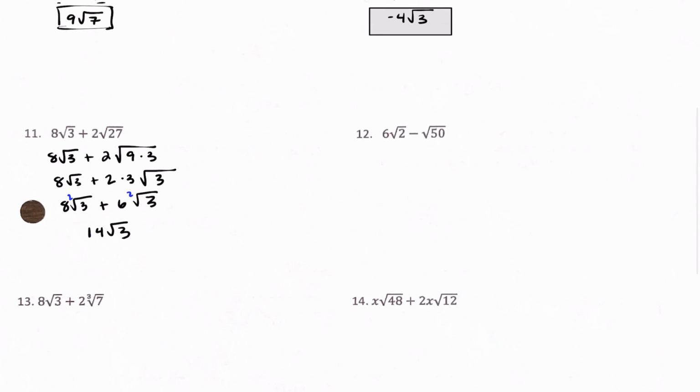I can do the same thing for number 12 right here. So 6 root 2 minus, let's break down the square root of 50. Well, what are the 2 numbers that multiply together, where one of them's a perfect square, by the way, that'll give you 50? I'm thinking 25 and 2. So let's keep going. 6 root 2 minus the square root of 25, that's just 5 root 2. Now, look, 6 root 2 minus 5 root 2, same indices, same radicands. I can definitely combine that. So 6 minus 5, that's 1 root 2, or you can just say the square root of 2.